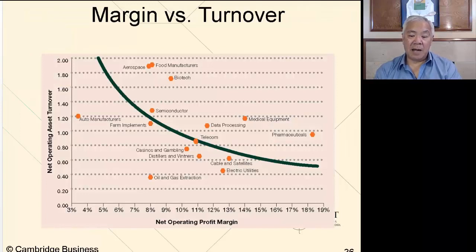So this is a complicated graph because it compares for many industries how the profitability relates to turnover. Horizontal is profit margin, vertical is asset turnover. This curve here represents a steady amount of ROA. On this side, pharmaceuticals, medical instruments, data processing, and biotech are all northeast of the line, which means for a given level of profit margin, they have a higher asset turn than the industry. So they achieve it with high asset turn.